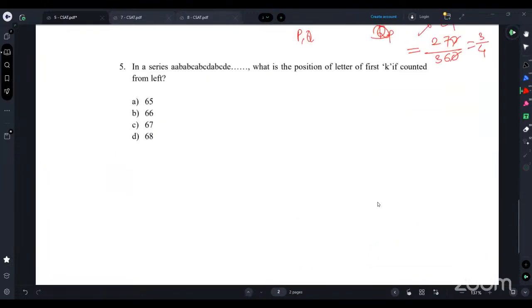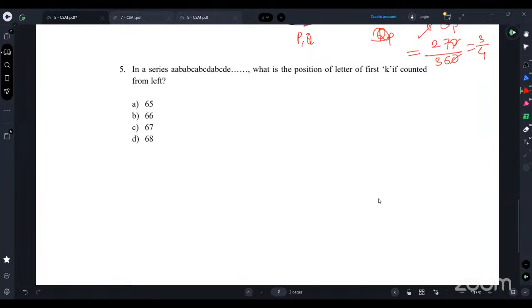Okay. Now let's see the fifth question, guys. Someone is having a doubt, Akanksha. Let's see this fifth question. The fifth question says, in a series A B, A B C. If you look at this series carefully, it looks like A B, A B C, A B C D. Similarly, A B C D E, and this goes on and on, right? Now, what is the position of the letter first K if counted from the left? Now you tell me, guys, if you have really understood this question.